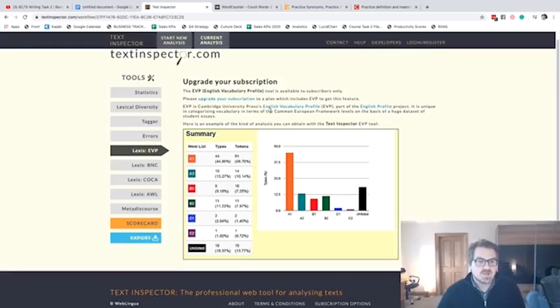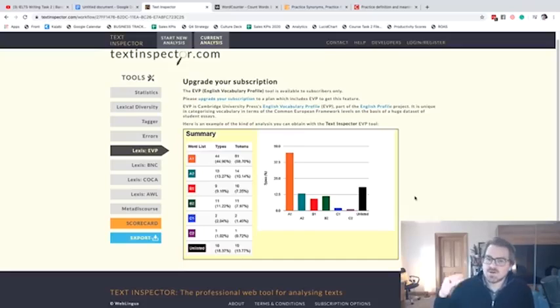Now, a great thing that you can do is you could go on to the Guardian or the New York Times or the Times or some very, very good, reputable newspaper and go to an article, copy and paste it into this Text Inspector, and you'll see that most of the words will be A1, A2, B1, B2, and less than 5% will be C1, C2.